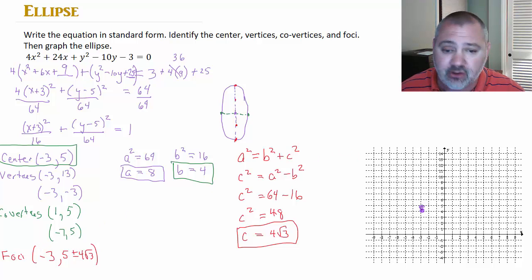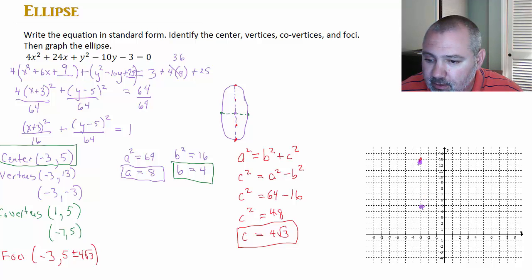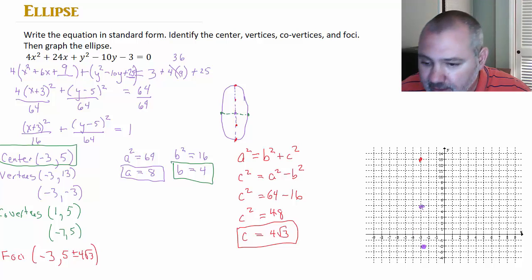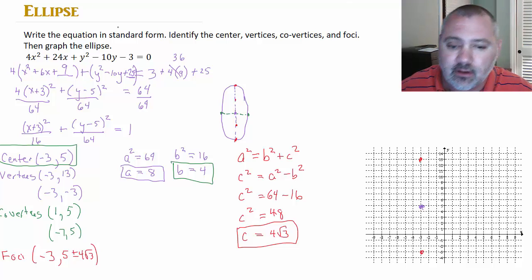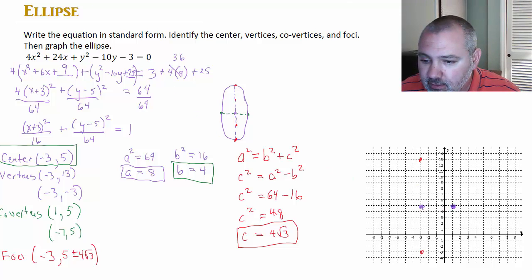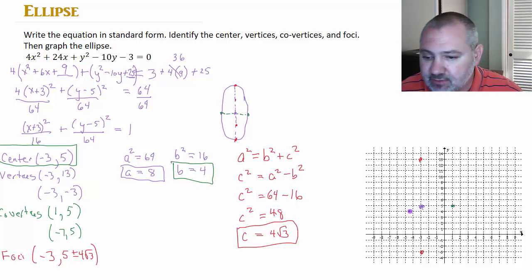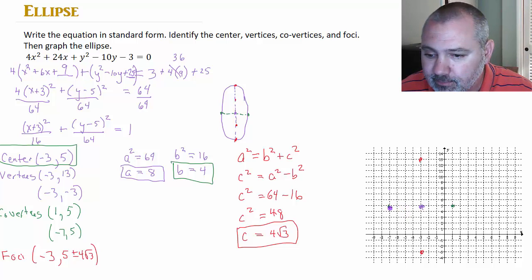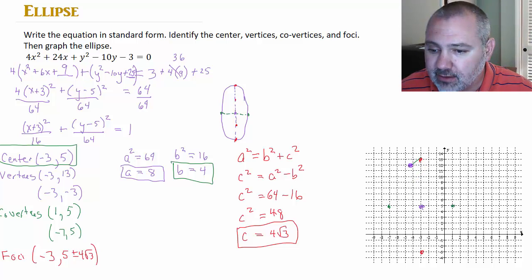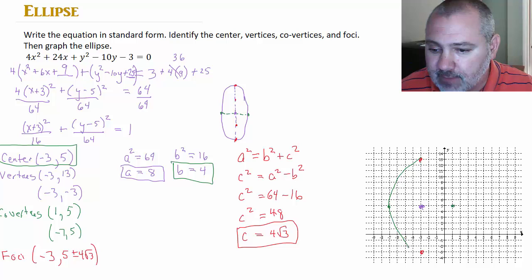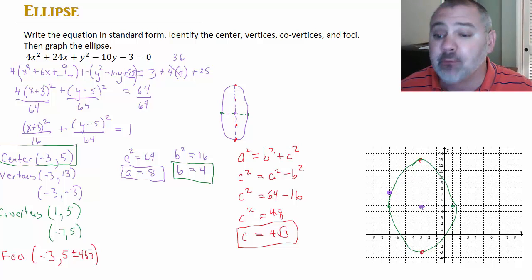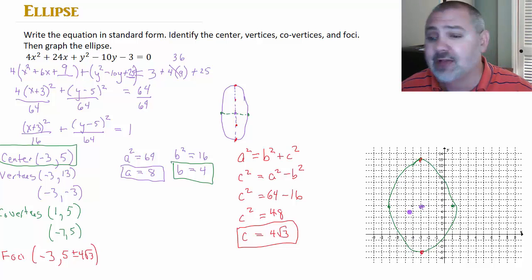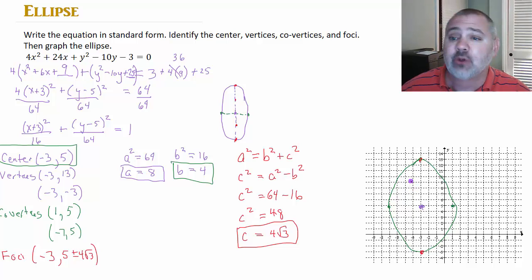So remember, we have our center already graphed. Our vertices are at negative 3, 13, and at negative 3, negative 3. Our co-vertices are at 1, 5, and at negative 7, 5. And with a quick little sketch, we can then come around and do the best that we can to make a nice, smooth, almost football shape, so to speak. And here we go as our graph for this ellipse. Hopefully this helps you out with some of your problems.